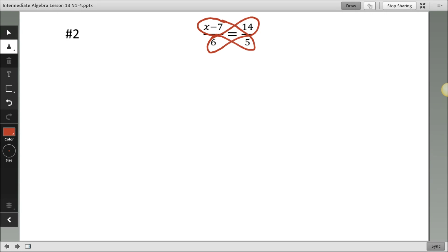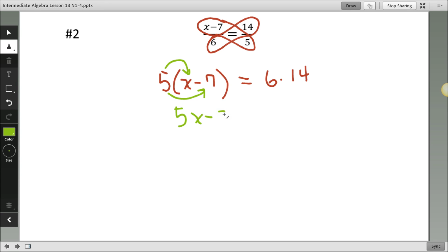All right, so now here's where you've got to be careful. When you take that first cross product, we get 5 times x minus 7. So you notice what I did there. Put it in parentheses. Equals 6 times 14. And why did I do that? Because I wanted to emphasize that here you're going to distribute the 5 to both terms of the binomial. So we'll get 5x minus 35. And on the other side, 6 times 14 is 84.